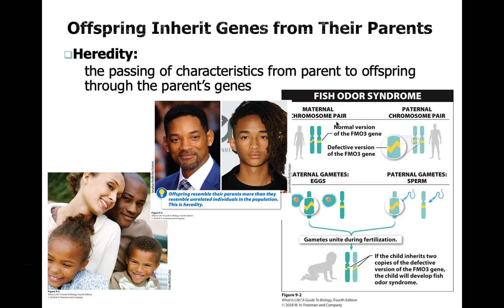So this chapter really focuses on heredity or inheritance, and how offspring actually inherit genes from their parents. The study of heredity is simply the study of the passing of characteristics from parents to offspring. So we've got a couple examples here. Again, individuals often look like one or both of their parents. You can see specific features or characteristics in every individual that you can trace to their parents and to their siblings.